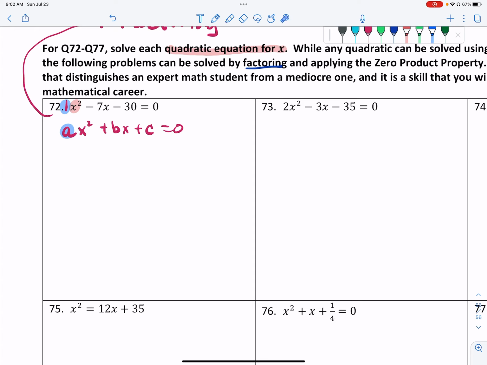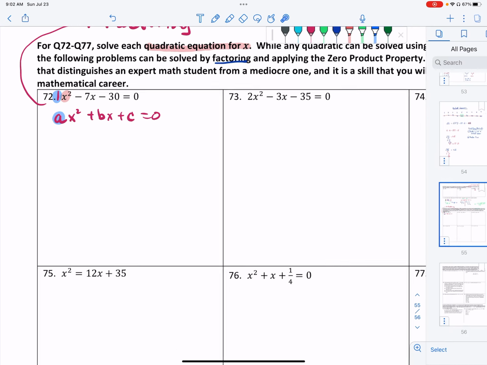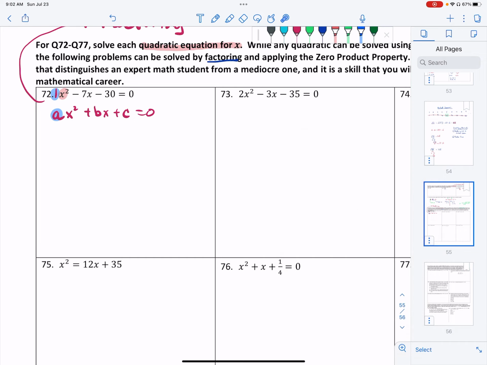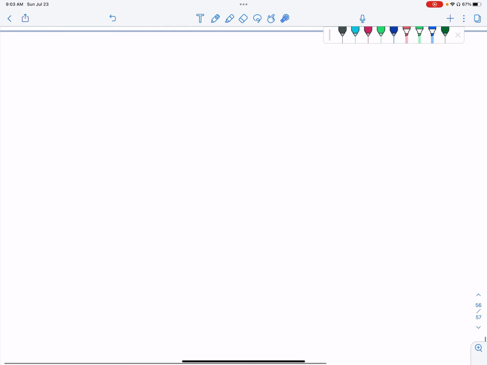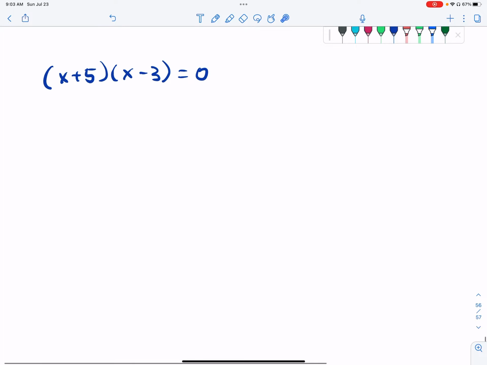Now, in order to understand factoring, what I'm going to do is FOIL. Factoring is basically foiling backwards. And let me show you what that looks like. Let's say, for example, that we had, in parentheses, x plus 5 times x minus 3, is equal to 0. Now, if you're going to solve this, it's pretty much almost done. All you'd have to do is set each one of these factors equal to 0 according to the zero product property, and then solve each of those very simple linear equations.